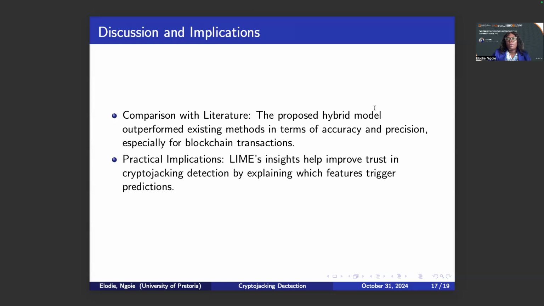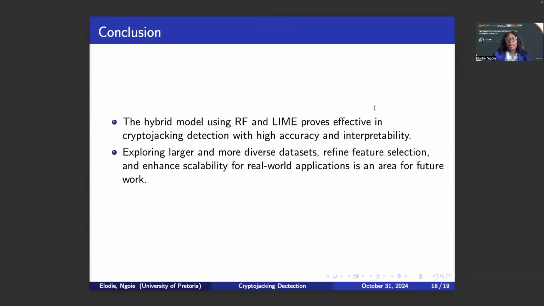All in all, I would say the hybrid model using random forest and LIME proved to be effective in cryptojacking detection with high accuracy and interpretability mostly. And for future work, I would like to focus on exploring larger datasets. Why not other techniques of explainable artificial intelligence such as SHAP.